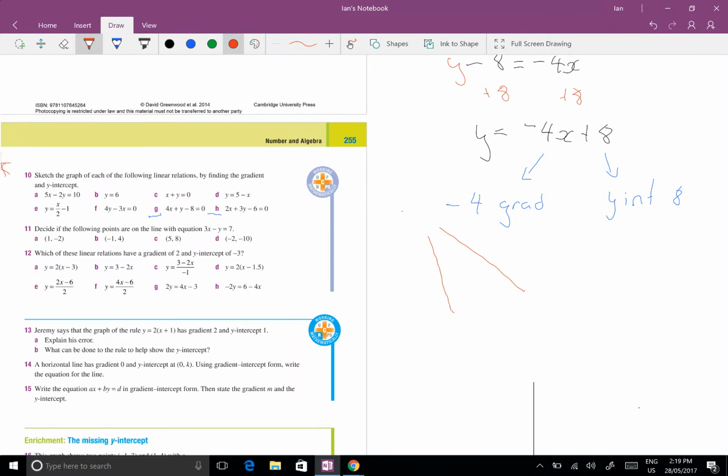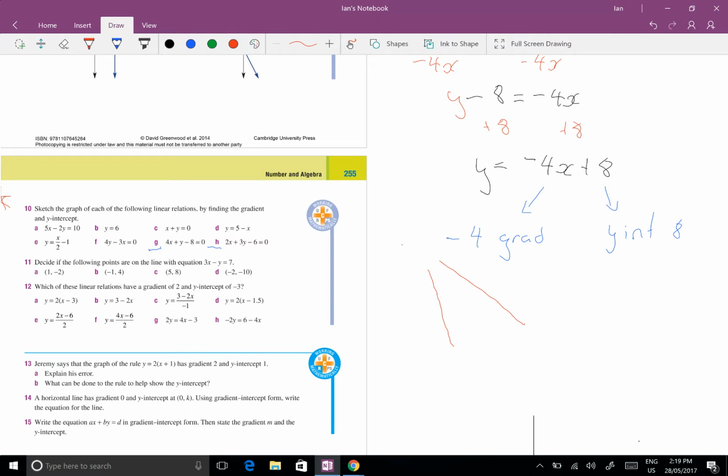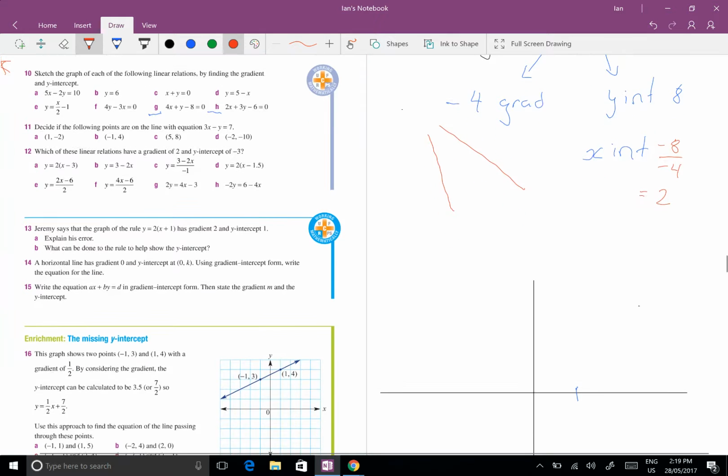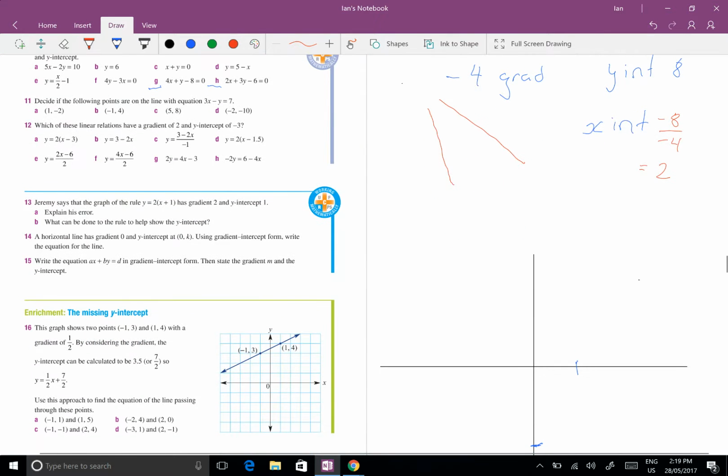Let's quickly see if we can do that really quick trick by finding the x-intercept. Now remember, what did he say? He said change the sign of that, so negative 8, and divide by that, negative 4. Negative 8 divided by negative 4 is 2. So really quickly I've got the y-intercept and the x-intercept. Let's put them in now.